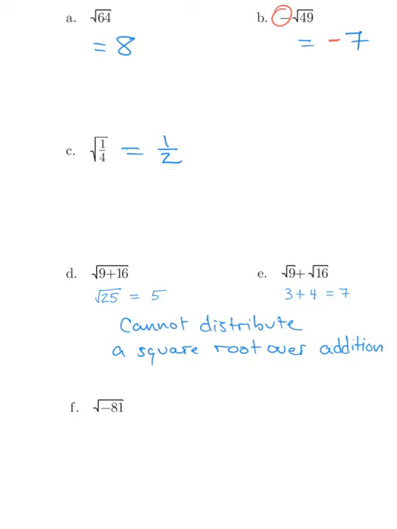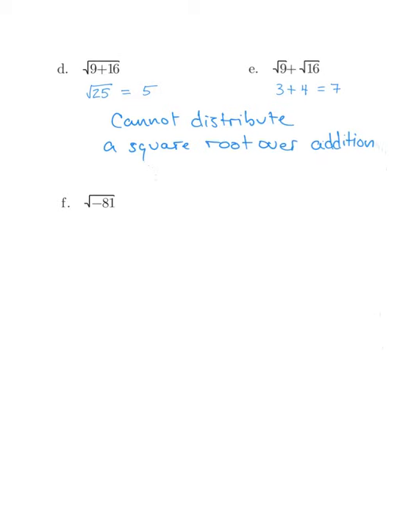Finally, let's look at the last one. The square root of -81. Can you think of a number that if you square it, you will get negative 81? No. Anytime you square a number, squaring a number is always going to result in a positive. And so if the negative is inside the square root, what we say is this is not a real number.